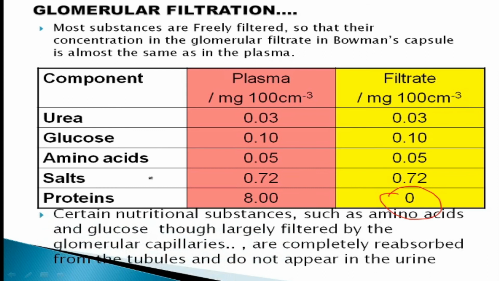And some substances like glucose and amino acids, though filtered across the glomerular membrane, are completely reabsorbed back from the proximal convoluted tubule, and they do not appear in the urine at all.